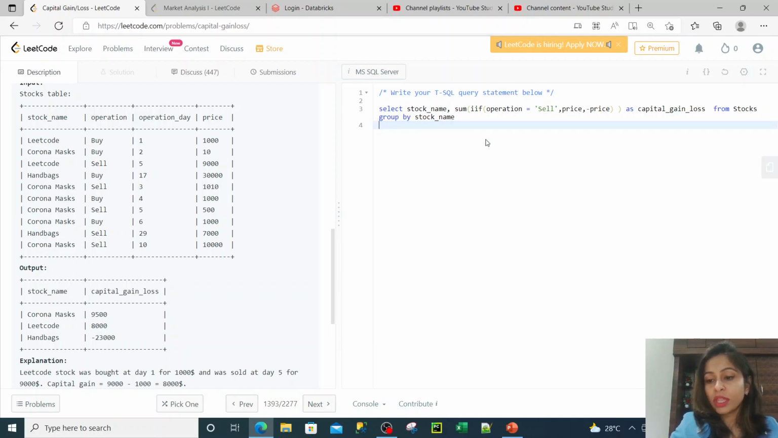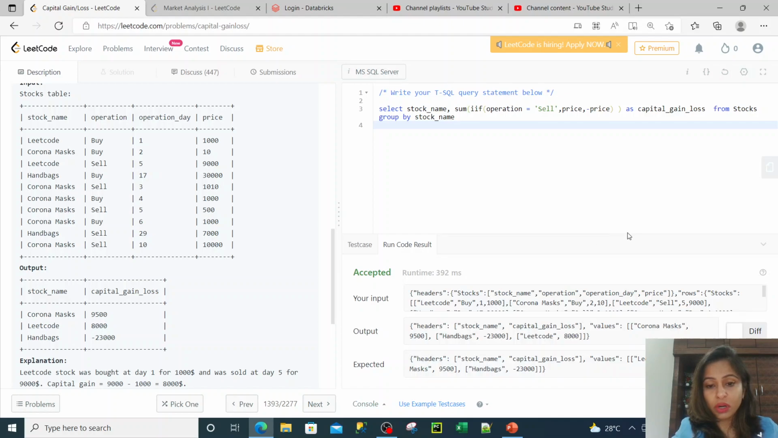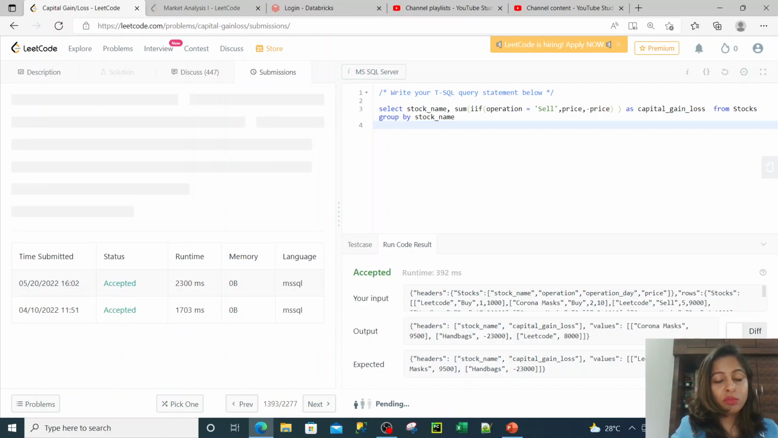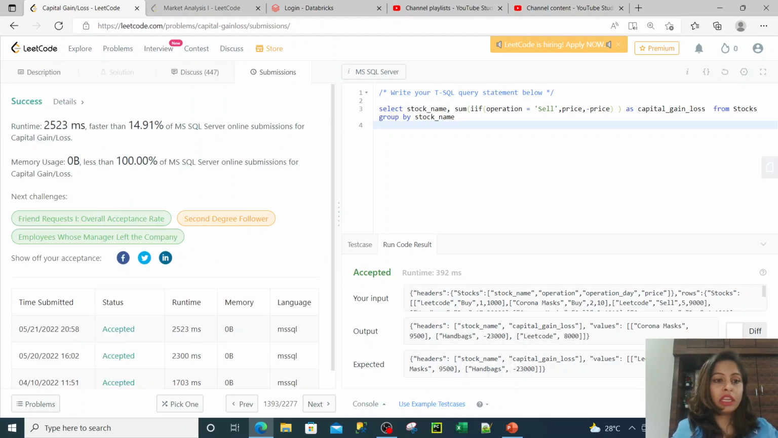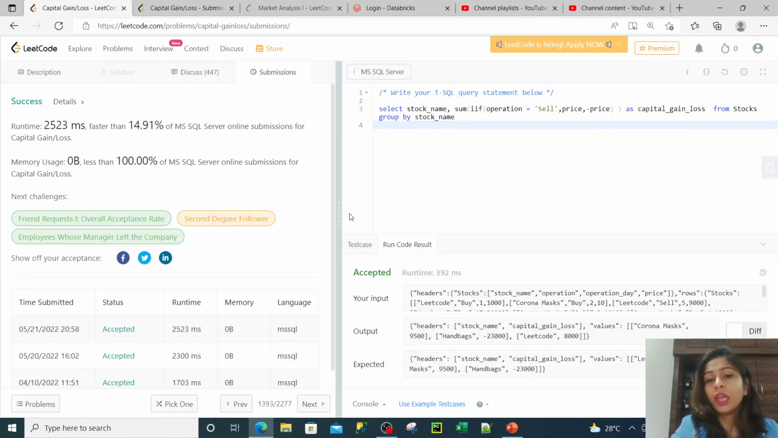Now let me run this query and check what exactly the result is. Is my query even working or not? If you see, my query has worked as expected, so let me submit this as well. The moment I submit it, it will go through more test cases, and you can see that yes, it has been a success. And this is how you can solve this particular problem.